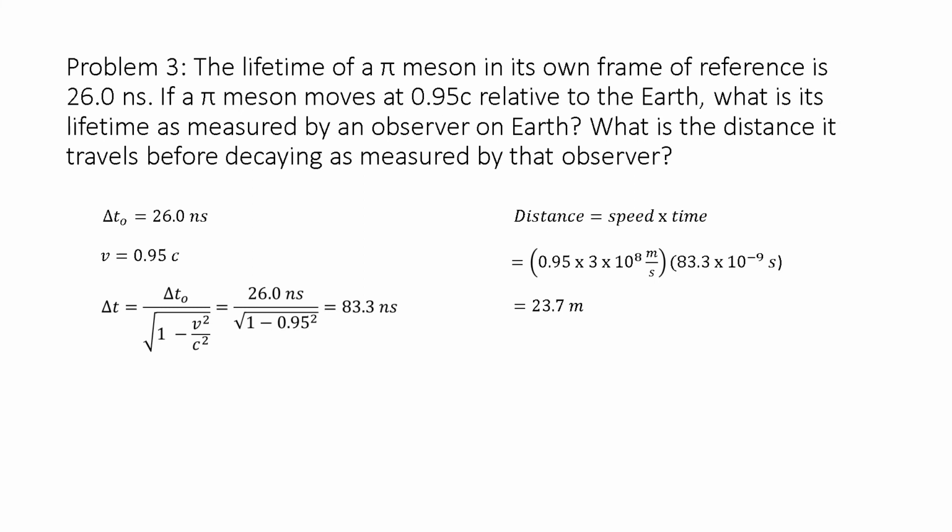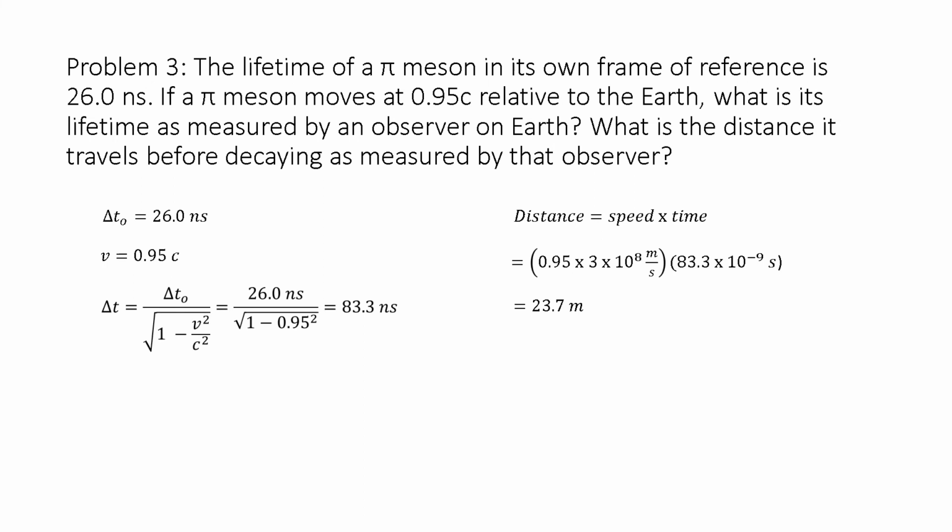Here 26 nanoseconds is the lifetime of the pi meson in its own frame of reference. So it is proper time interval delta t naught. The speed v is 0.95 c. We have to calculate the lifetime of pi meson as measured by an observer on Earth. This means we have to find delta t. We use the time dilation formula. We substitute the values of delta t naught and v. We find that delta t equals 83.3 nanoseconds. So the lifetime of pi meson in Earth's frame of reference is 83.3 nanoseconds.